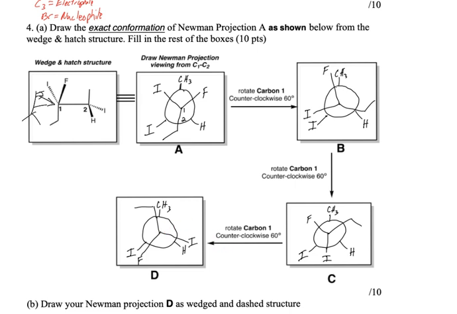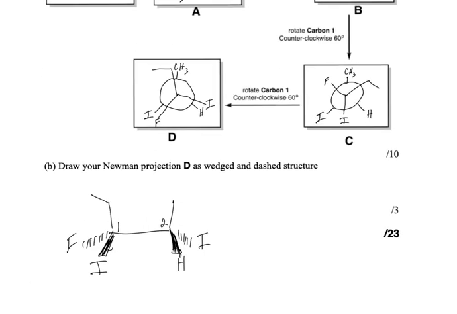Staggered, go to eclipse again, and we are done. Except now, we need to take this final one and redraw it. So that's carbon 1 in the front, 2's in the back. 1 was in the front, always 2 in the back. So if I'm looking at this straight on, I have the 2 things in my head, so it's eclipsed.